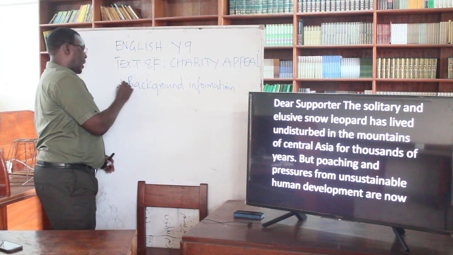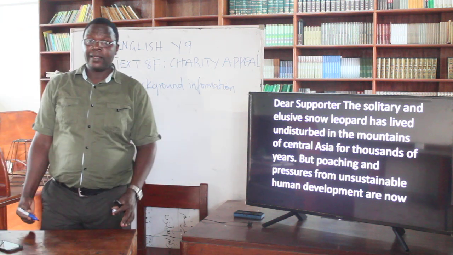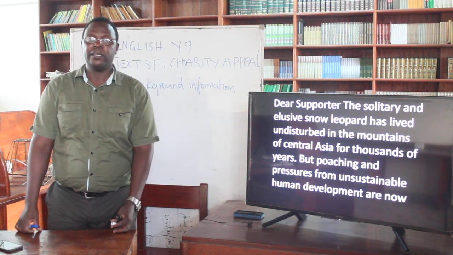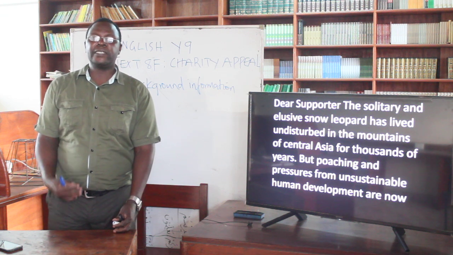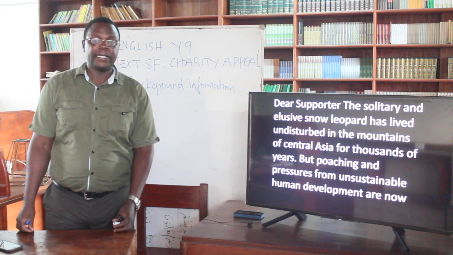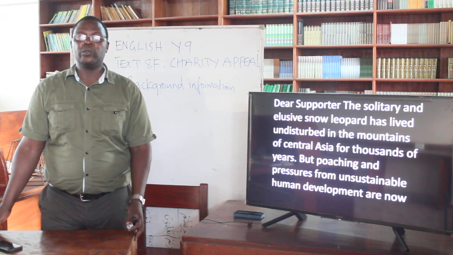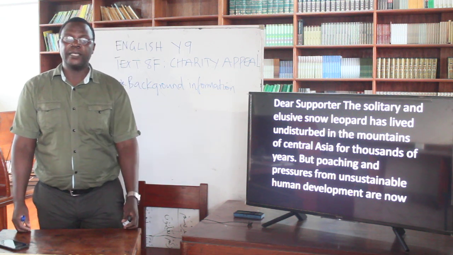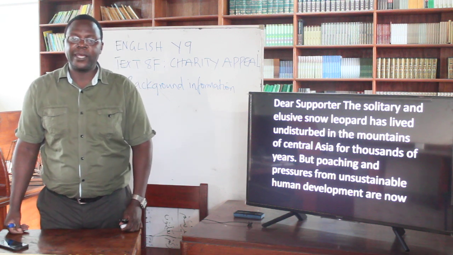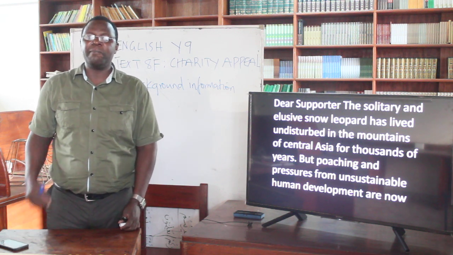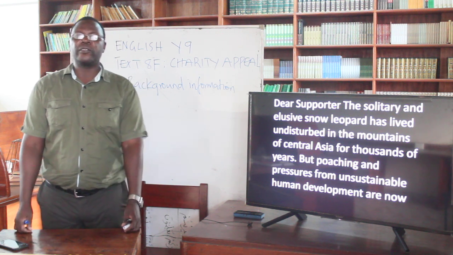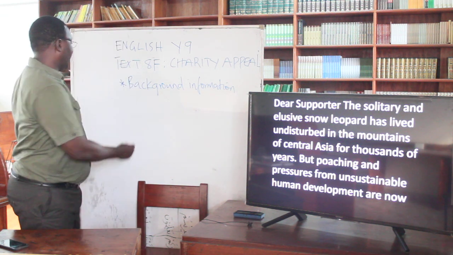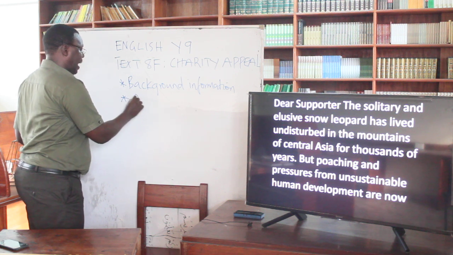When you are writing a charity appeal letter, the first and foremost thing to do is to lay your background. Dear supporter, you give information about whatever you are writing about, you give the background information that can lay a foundation. Dear supporter, the solitary and elusive snow leopard has lived undisturbed in the mountains of Central Asia for thousands of years. Then you come to the second part, which is an appeal.